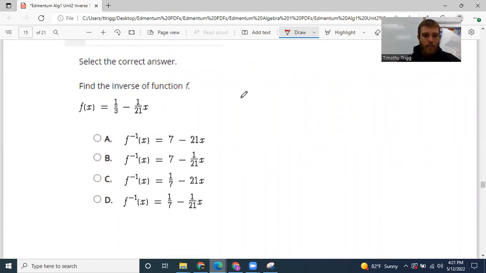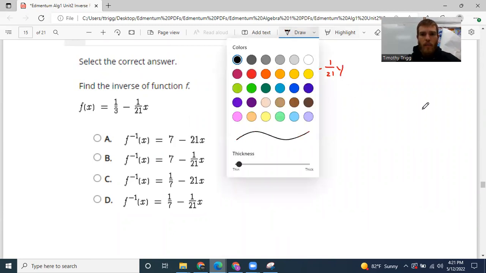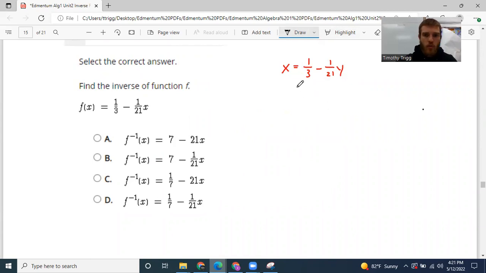Okay, well, more fractions. I replace f of x with x, and I replace x with y. For this one, my first step I'm going to do is subtract 1/3 both sides. And I'm going to move my y's over to the left side here. X minus 1/3, just like that.